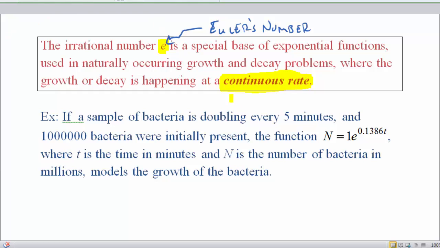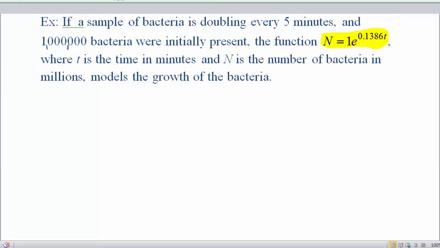Now in this class, though, whenever you're using these functions, the function is going to be given to you, right? So you see how here they're giving you this function, n equals 1e to the 0.1386t. This is the function that models bacteria growth, right? If a sample of bacteria is doubling every 5 minutes and 1 million bacteria were initially present, the function n equals 1e to the 0.1386t, where t is the time in minutes and n is the number of bacteria in millions, models the growth of the bacteria.